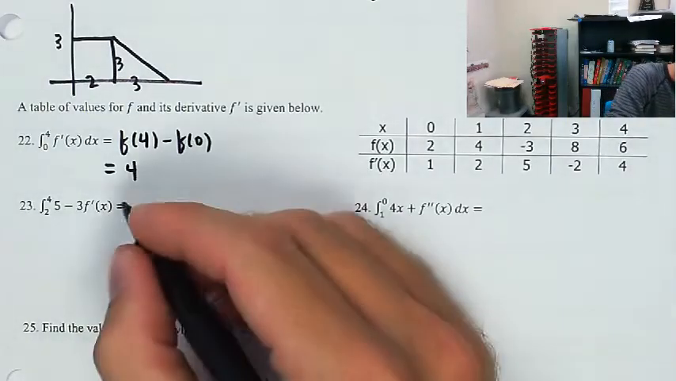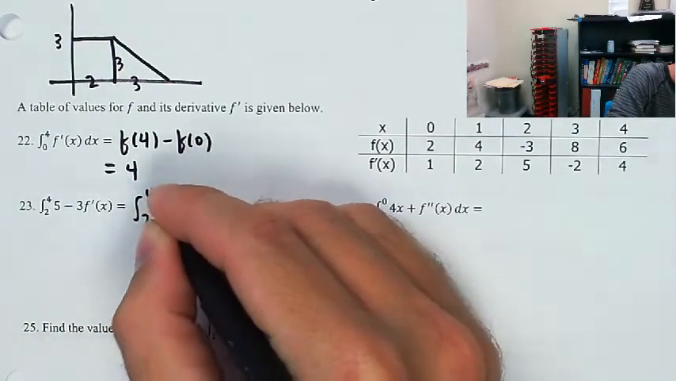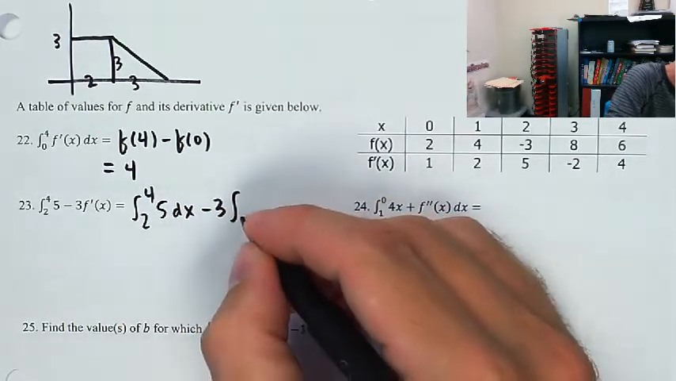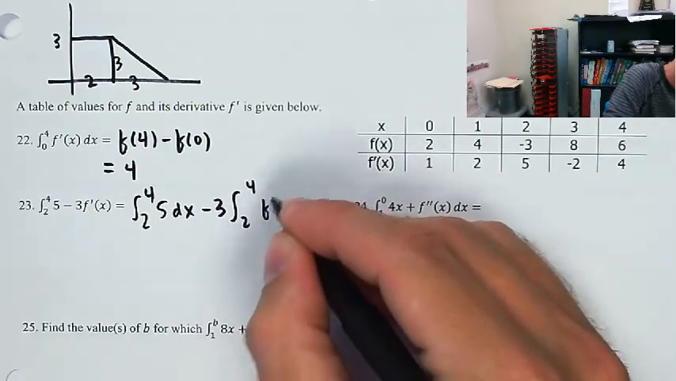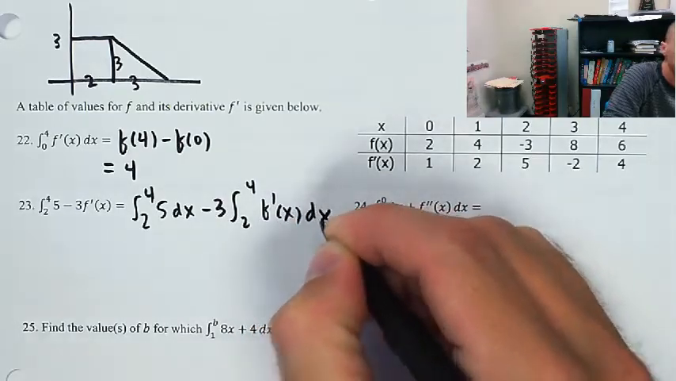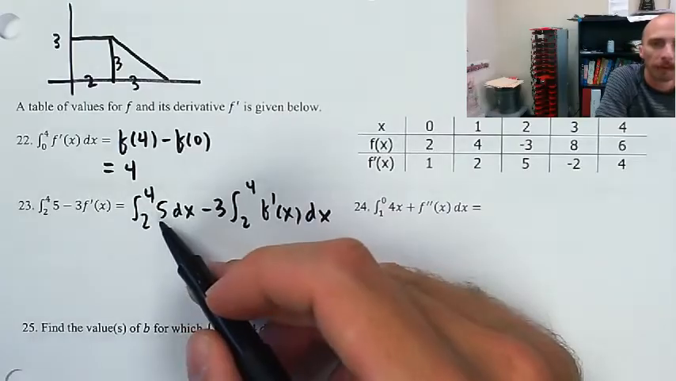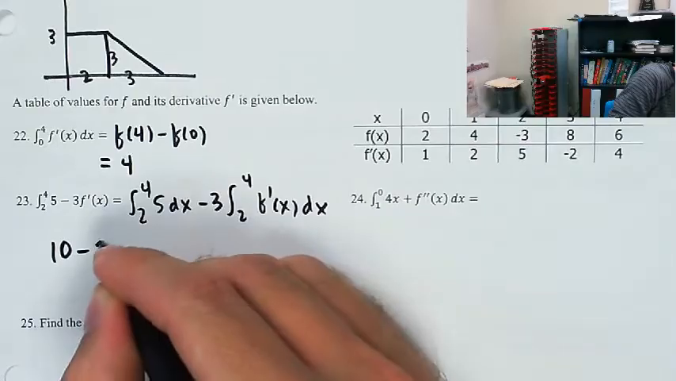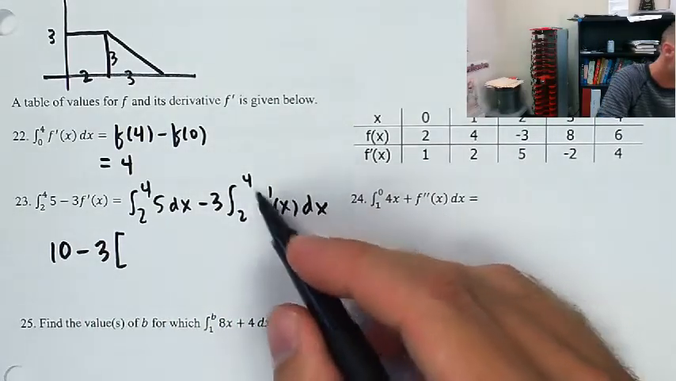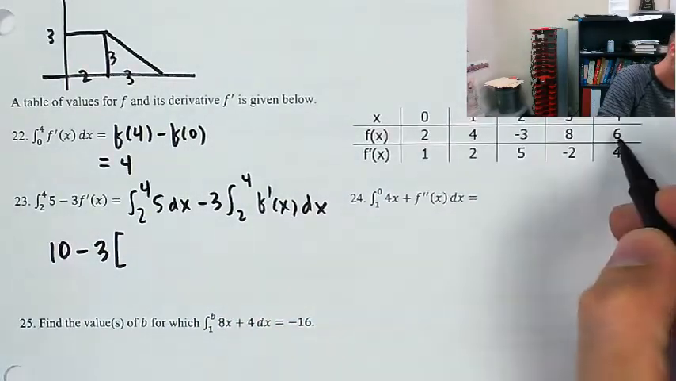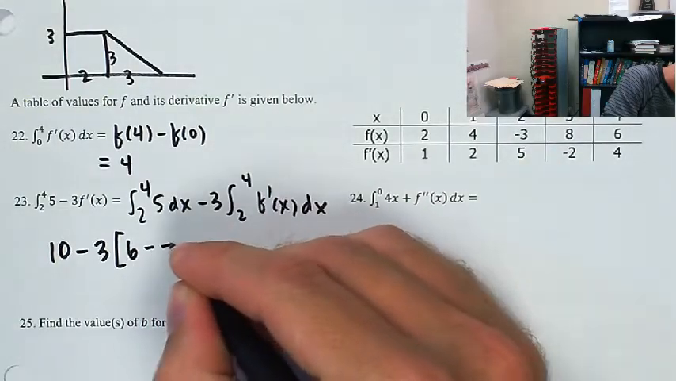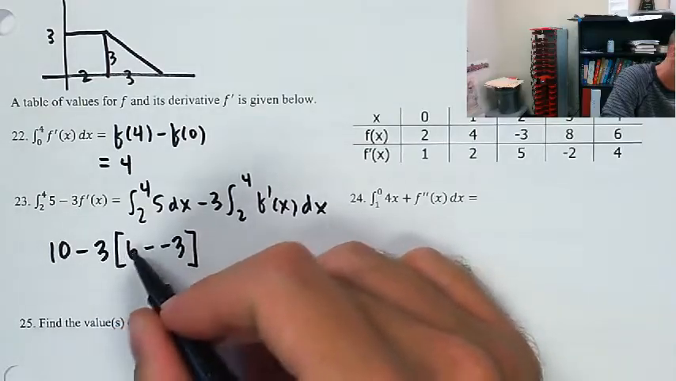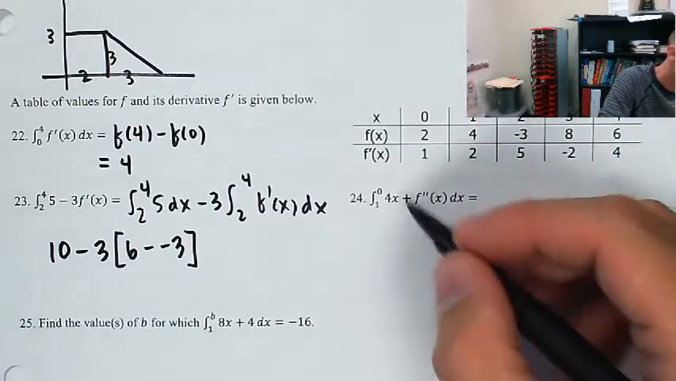This is going to be equal to the integral from 2 to 4 of 5 dx, minus 3 times the integral from 2 to 4 of f prime. The integral from 2 to 4 of 5 is a rectangle with width 2 and height 5, so it's going to be 10. Minus 3 times, well, this is just the net change in f from 2 to 4. So 6 minus negative 3. So 10 minus 27 is going to be negative 17.